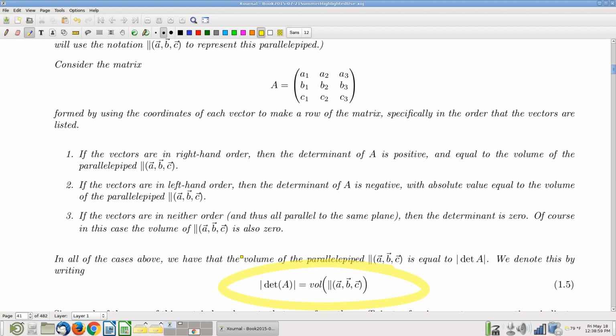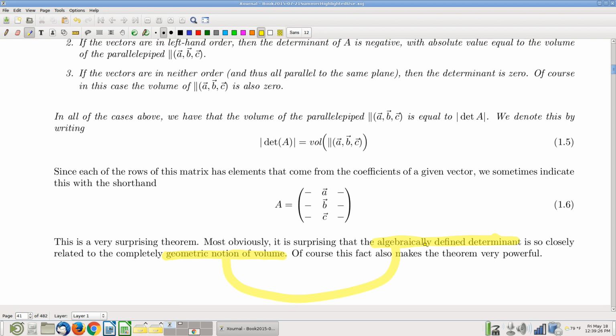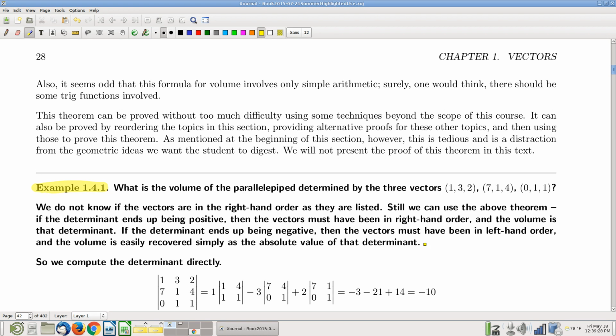So in both cases, we have really surprising connections between this algebraically defined determinant and these really intrinsically geometrically natural ideas. Handedness. That's really geometric, right? Volume. You can't get more geometric than that, right? And yet they're both connected to this formula that we defined in a really algebraic and really arbitrarily algebraic way. Okay. All right. Quick example then.